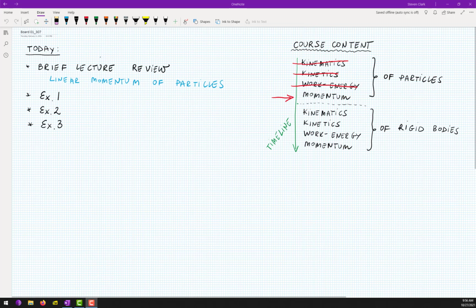The plan for today is the following. We will start with a very brief lecture review. Professor Sunny started a new topic yesterday. Yes, it was linear momentum of particles. And today we will just do 3 examples. I will try to do 3 examples with you, okay?